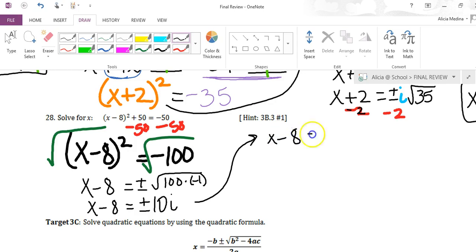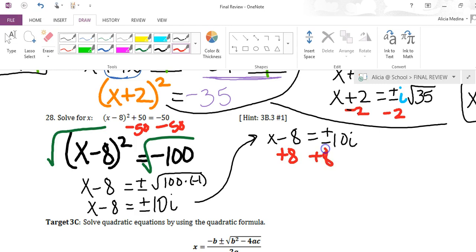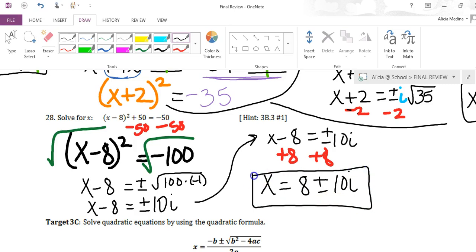So x minus 8 equals positive or negative 10i. This is like the other problem. I want to isolate the x, so I'm going to add 8 over to the other side. Whatever is the opposite. So x is going to equal positive 8 plus or minus 10i. Again, we do have 2 solutions. We have 8 plus 10i and 8 minus 10i.